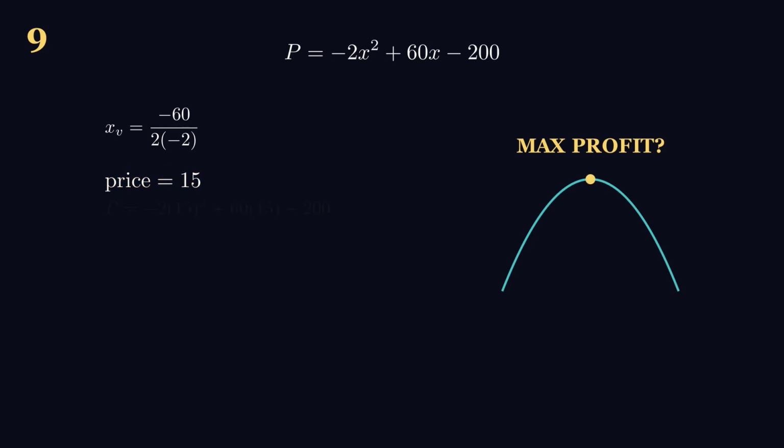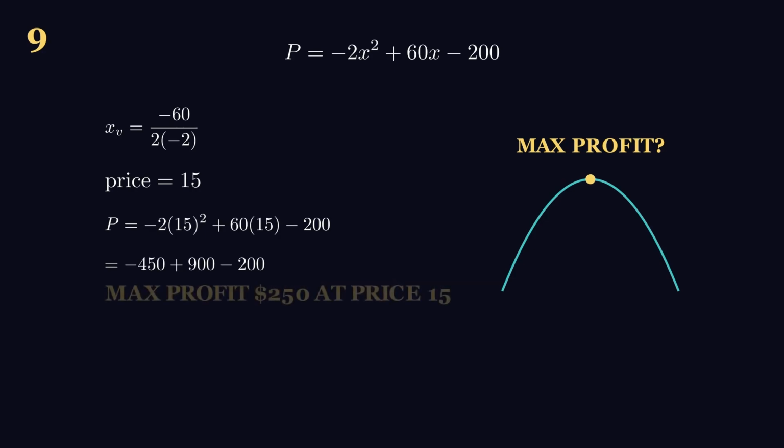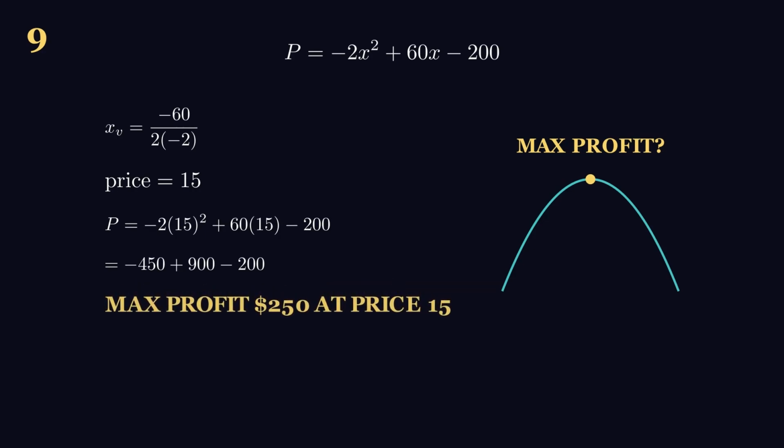Plug it back. Negative 2 times 15 squared plus 60 times 15 minus 200. Negative 2 times 225 is negative 450 plus 900 minus 200. 250. Max profit, $250 at a price of 15.